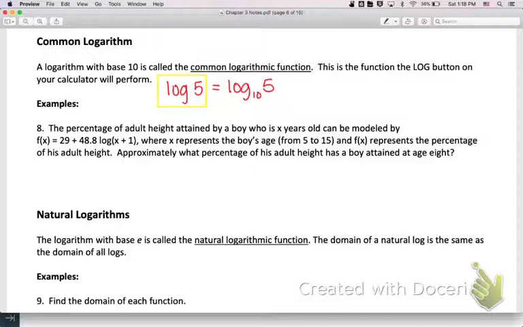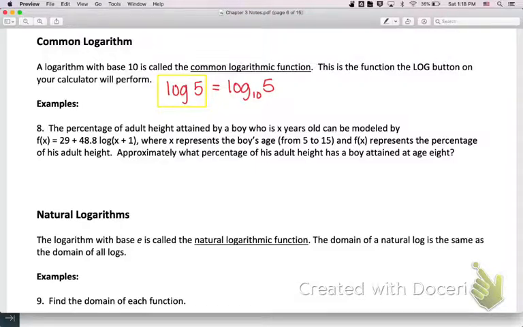Okay, so number 8 says the percentage of adult height attained by a boy who is X years old can be modeled by the function f of X equals 29 plus 48.8 log of X plus 1, where X represents the boy's age from 5 to 15, and f of X represents the percentage of his adult height. Approximately what percentage of his adult height has a boy attained at age 8?